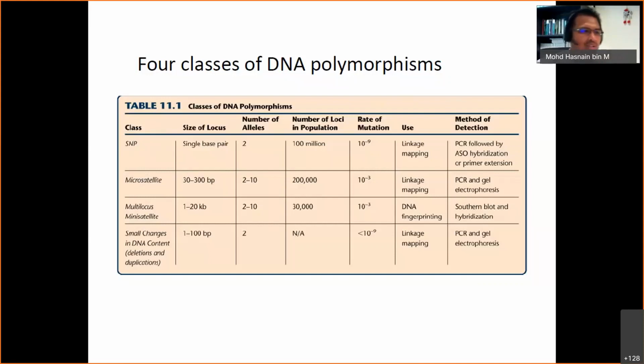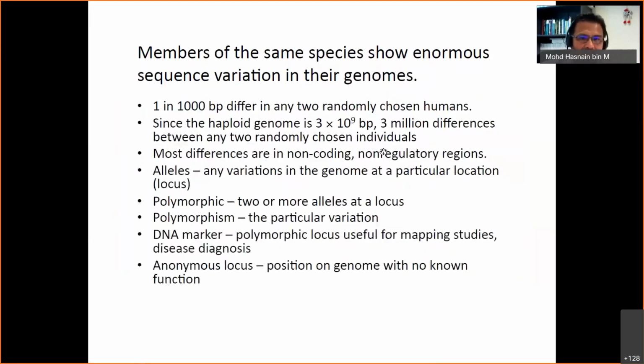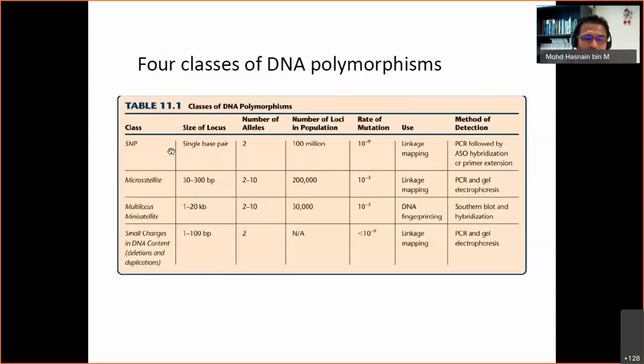Okay, so now you see that there are 3 million differences between you and me, or between you and your friend. We have 3 million differences between us. That 3 million can be because of this single nucleotide polymorphism or SNP in some area, microsatellite differences in some area, and minisatellite differences in some other area in our chromosome.